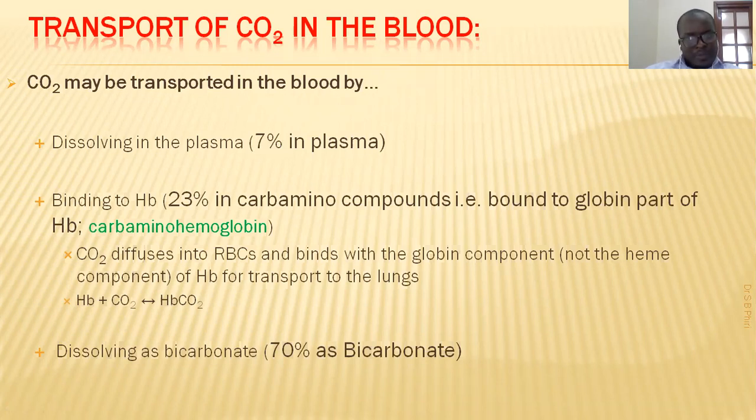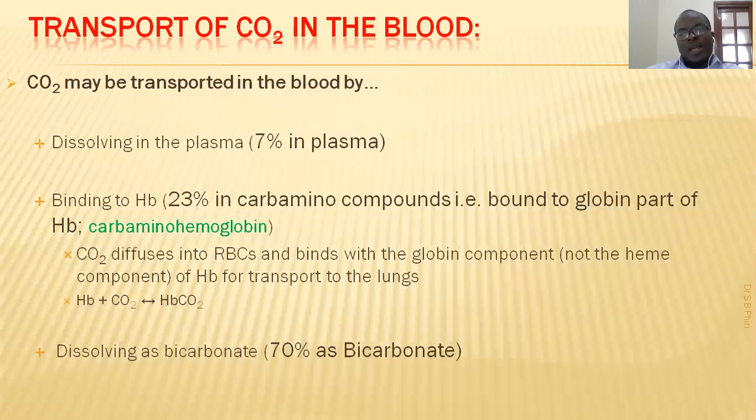But here, it suffices to mention again that the carbon dioxide is not binding to the same site as oxygen. Oxygen binds to the heme. The 23% of carbon dioxide will bind to the globin part of the hemoglobin, and this combination of globin plus carbon dioxide is called carbaminohemoglobin. So you have carbaminohemoglobin, or carbamino compounds.